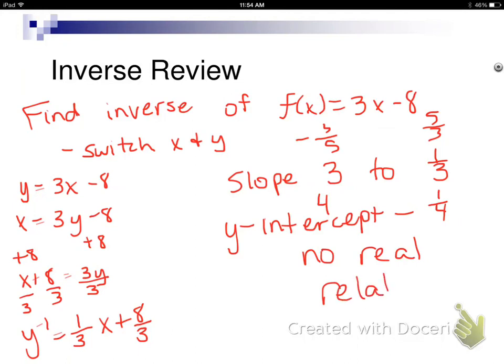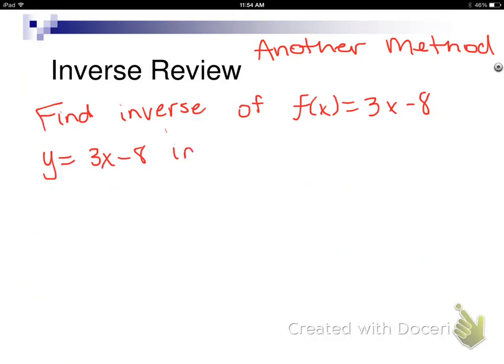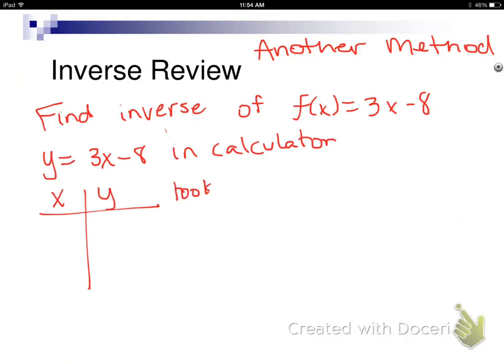Okay, so that's the first method. Switch x and y, solve for y. That's the first thing that we did. The next one, so the next way to find inverse was using our calculator. And for this one, this is another method. You put it in y equals, so y equals 3x minus 8. And you put it in the calculator, and then you look at the x and the y, and you just pick 2 ordered pairs. So look at the table, pick 2 ordered pairs.